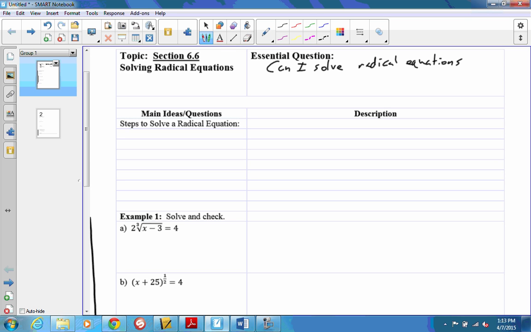Folks, the essential question: can I solve radical equations and equations with rational exponents?